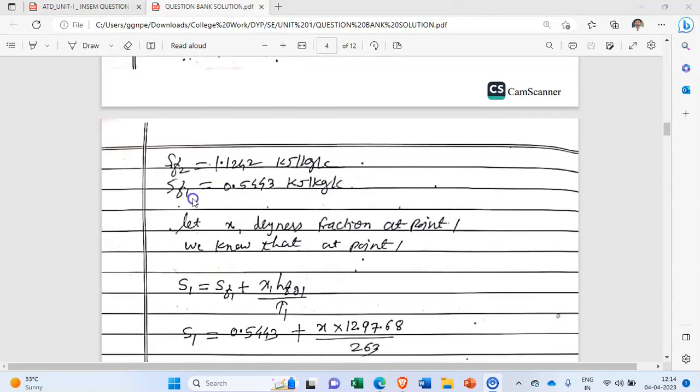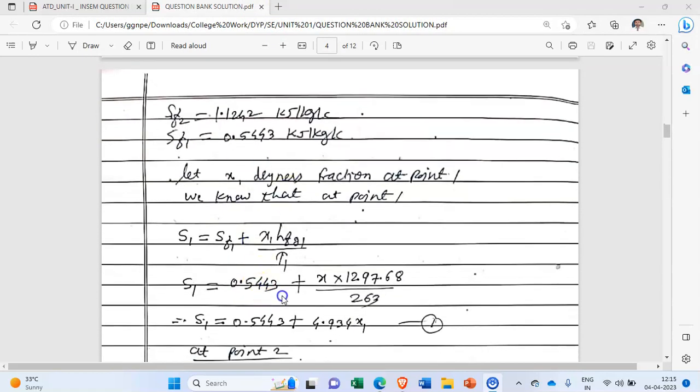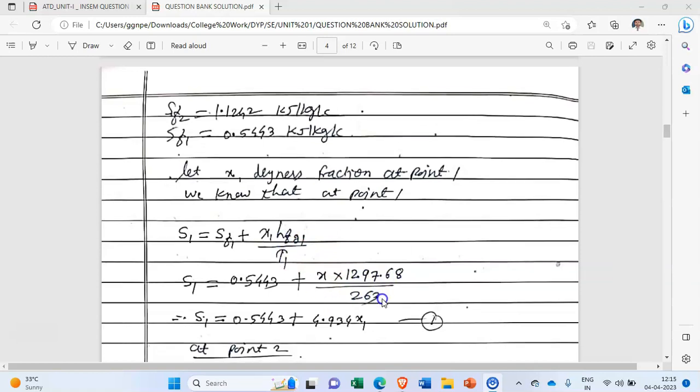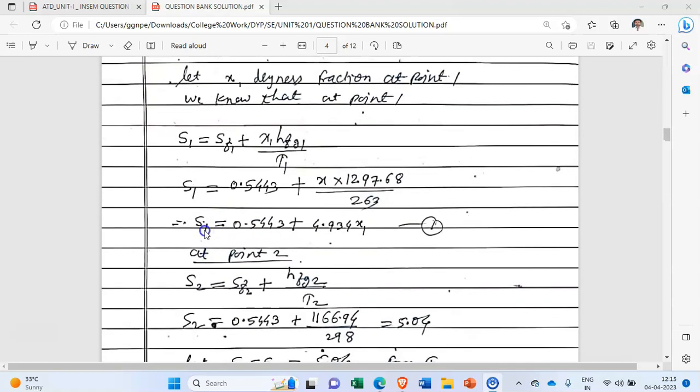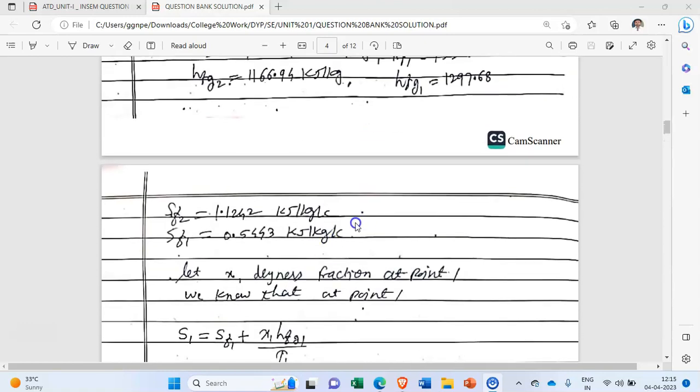SF1 is already given in the question, so that is 0.5443 plus x, which we have to calculate, into HFG1, which is also given, 1297.68, divided by T1, which is 263. So S1 is equal to 0.5443 plus 4.934 x1, or you can write x. This is equation number 1. Now let us see at point 2.